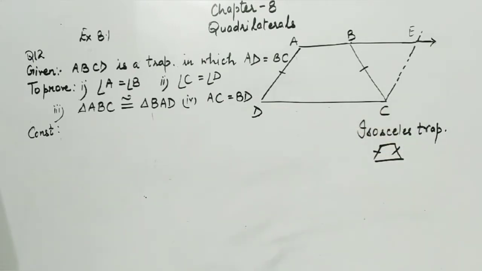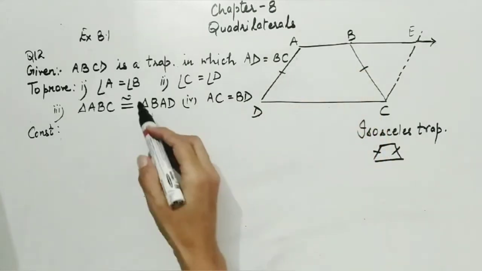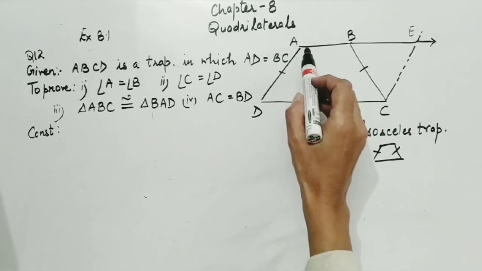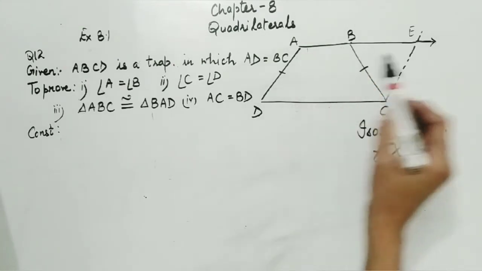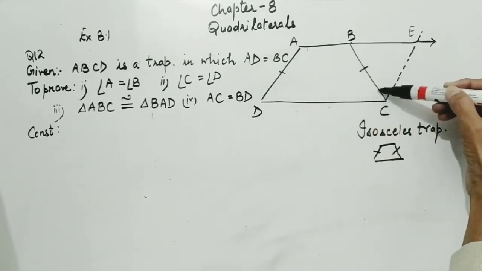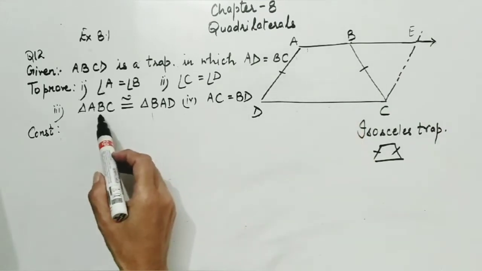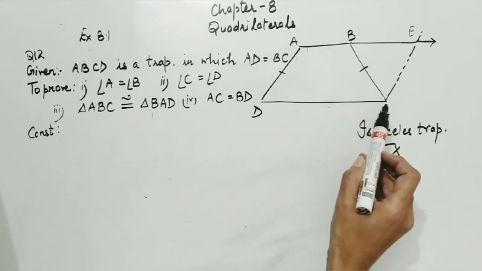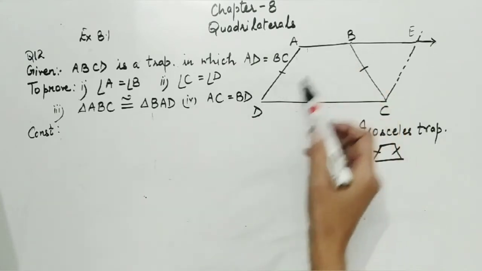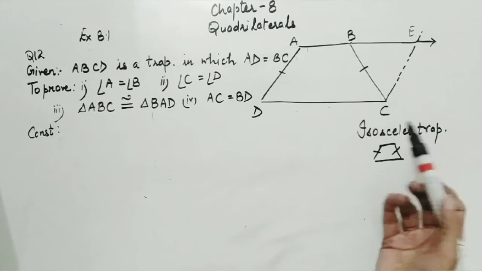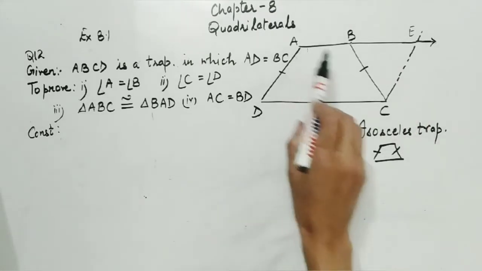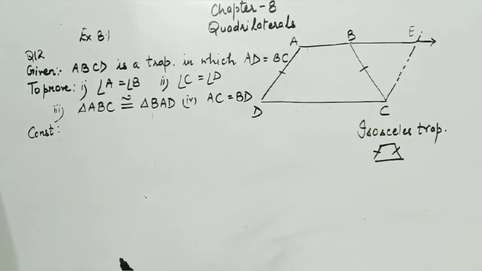So, we are asked to prove four parts. First, that angle A and angle B are equal. Second, prove that angle C and D are equal. And third, triangle ABC, so we would be connecting diagonal AC and diagonal BD. That we require for the third part. And fourth, the last one, is to prove that AC and BD, the diagonals, are also of equal length.